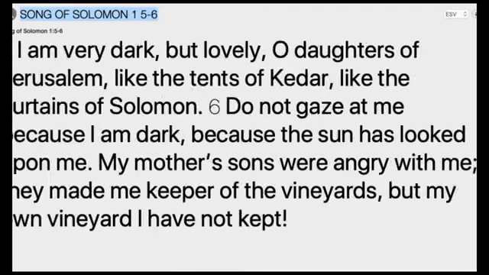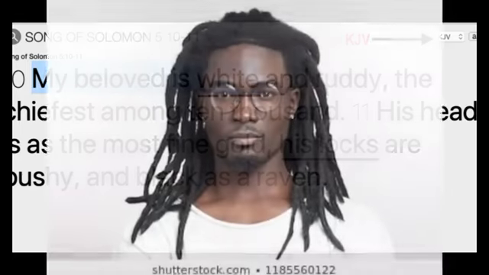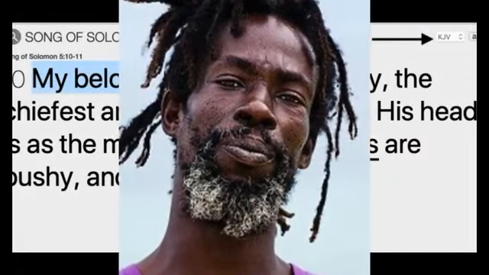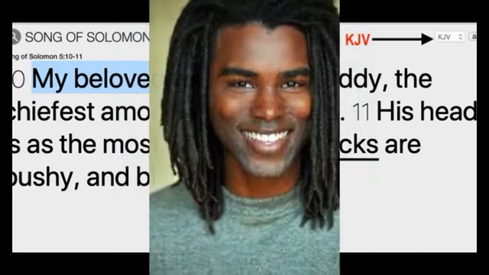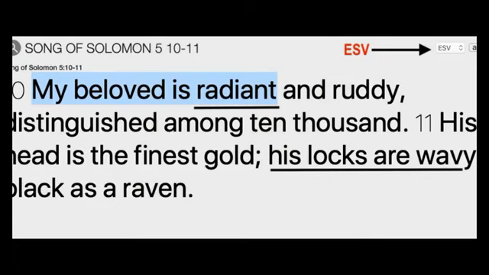But when you read from the King James version, you're going to see that there's a deception going on. They smoothly injected the word white instead of radiant, and it contradicts itself, because in the next verse it says that he has locks, which is dreadlocks. The only people on earth that have dreadlocks, nappy hairs, is us, the Bantus, black people. No white people can have dreadlocks. Caucasians cannot have dreadlocks, because according to the Christian church, King Solomon was a white man.